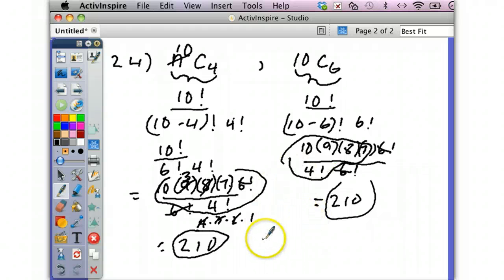So, for example, if we have 10C3 compared with 10C7, can you see that those would be the same? They would be exactly the same.